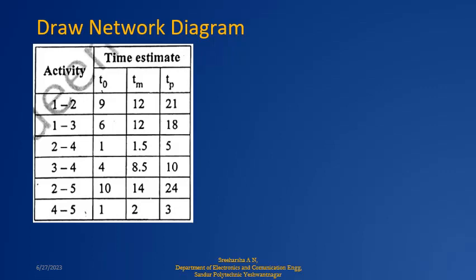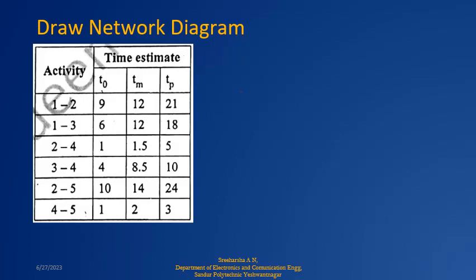So if you observe this, here they have mentioned it like this. Activities are given, that is first activity to second activity, then first activity to third activity, second to fourth, third to fourth, second to fifth, fourth to fifth. So this is how they are mentioned here. That means the first activity is the preceder for the second and third activity.